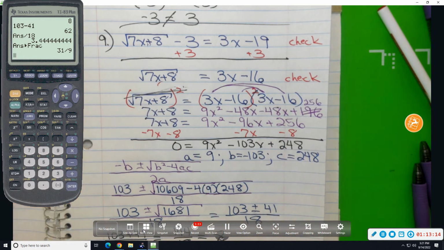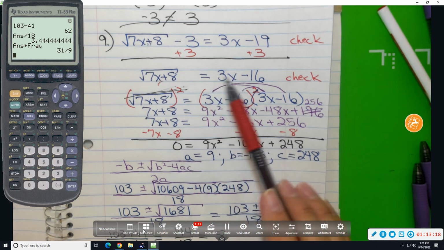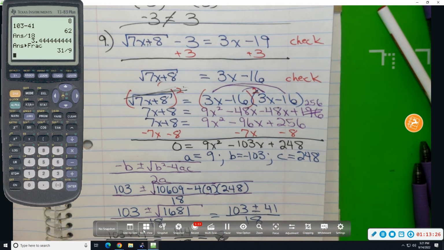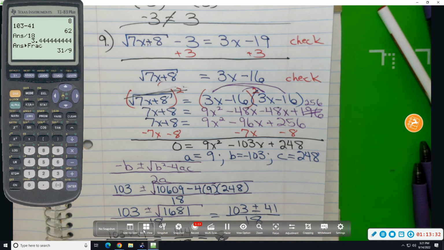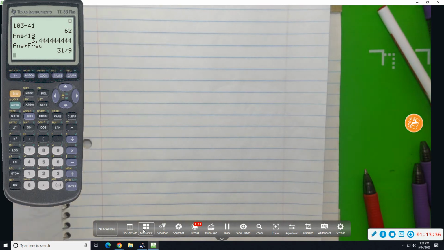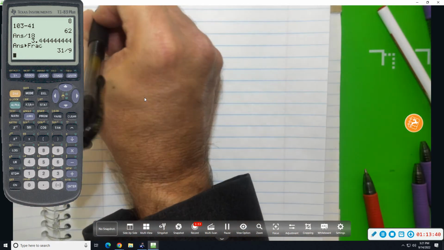That means I'm going to have to plug an 8 in for both of these x's and see if we get the same answer on both sides. That'll be pretty easy, especially with a calculator. But plugging in the 31 over 9, now that's going to be a little messy. You'll definitely want a calculator for that. But I can already tell 31 over 9 isn't going to work. Yeah, we'll see. Okay, I'm going to say check.